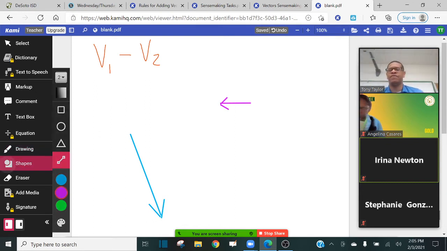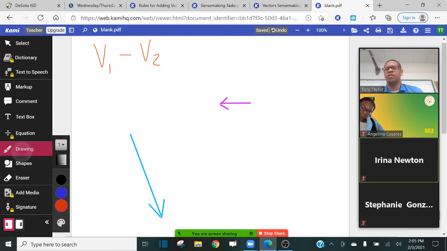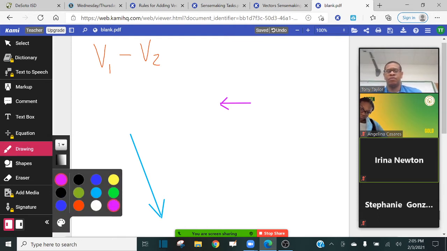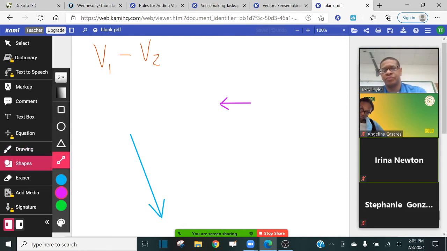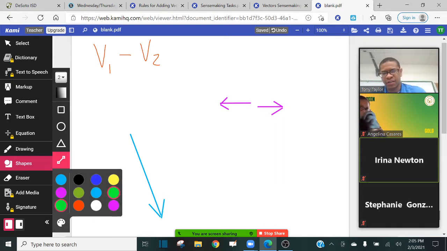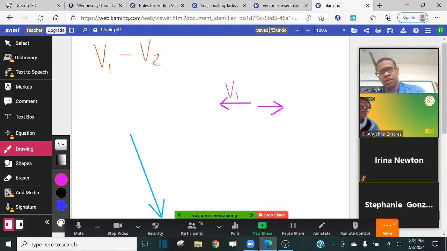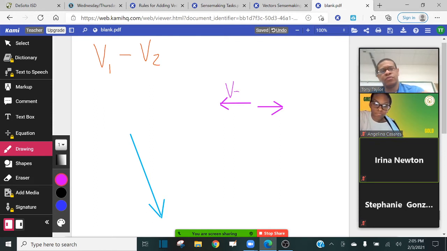So if I was to flip this vector, how would that vector look when I flip it? In other words, it's going to be a mirror image. So the flipped vector will look something like this. And I'm trying to draw this just right. If this vector is V2, then this would be negative V2. So you just take the vector and you flip it.